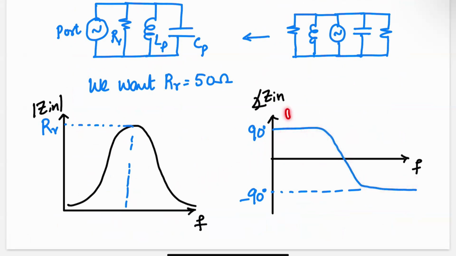Okay. So this parallel RLC model is not a very broadband model. So it's really only valid over a range of frequencies. And that range is typically much more than the actual bandwidth of your patch. So it's a decent model. But it's just important to keep that in mind.